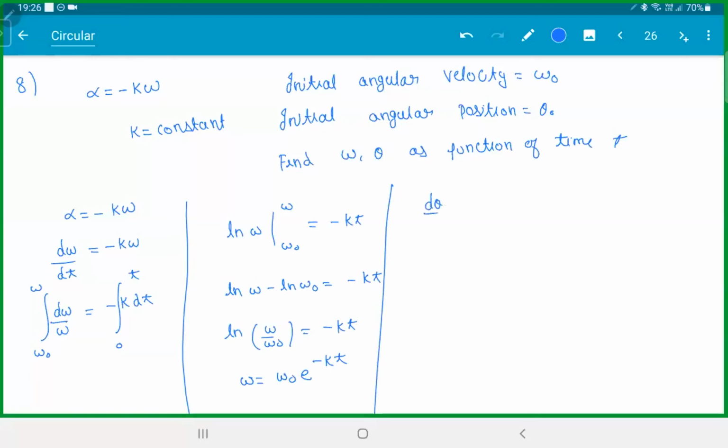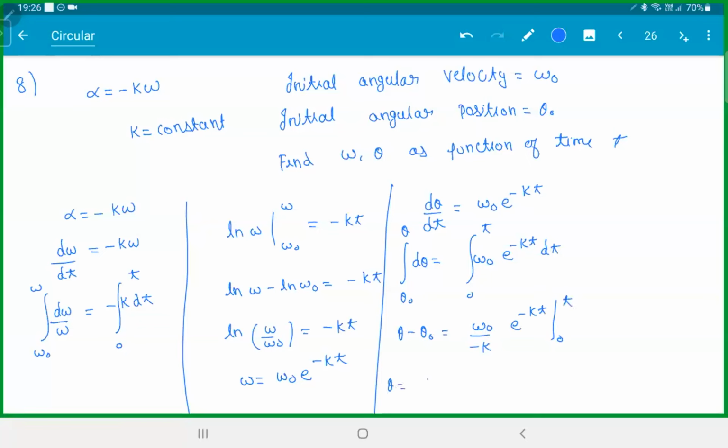Integrate this again. D theta by dt is equal to omega naught e power minus kt. D theta would be omega naught e power minus kt dt, integral. This will be from theta naught to theta and 0 to t. This will be theta minus theta naught is omega naught by minus k, e power minus kt dt integral 0 to t. This would be theta is equal to theta naught plus omega naught by k. Be careful, e power 0 is not 0, it is 1. I skipped a step here. Do check it out. I'm sending the minus inside, so it will become 1 minus e power minus kt.